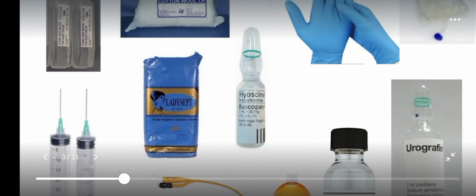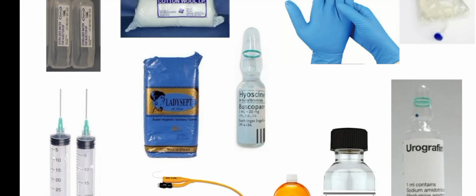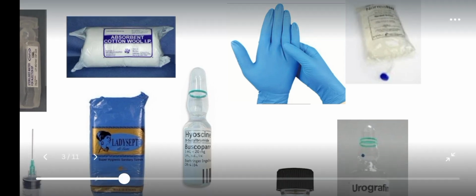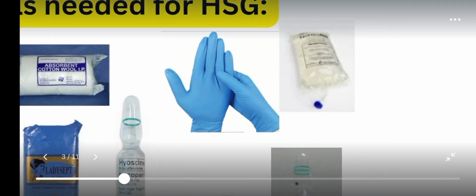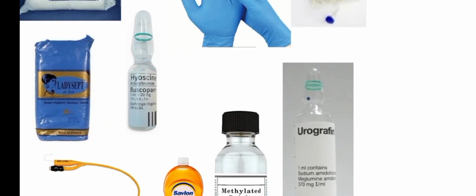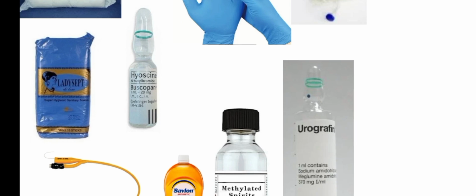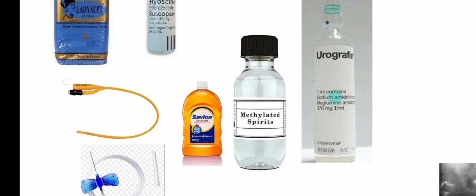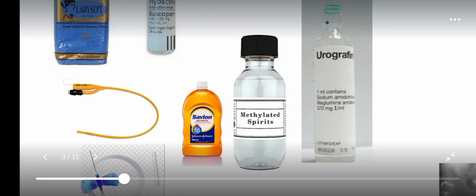Then we have this Buscopan injection to relax the muscle. Of course, we have the gloves for the operator to protect his hands. This is normal saline to mix with the contrast before injection, and also to clean some other things. Then this is the dye, we call it contrast, that we inject into the womb to show us the womb and the tubes.